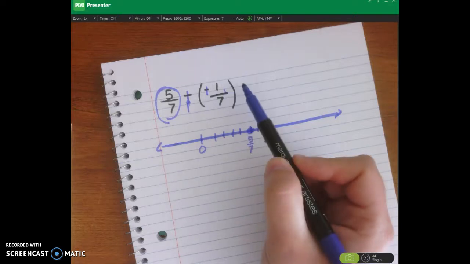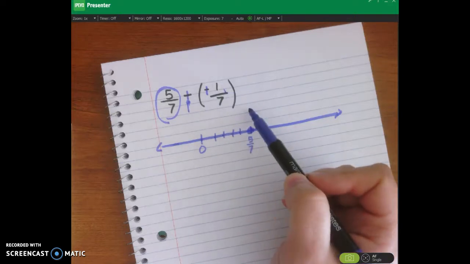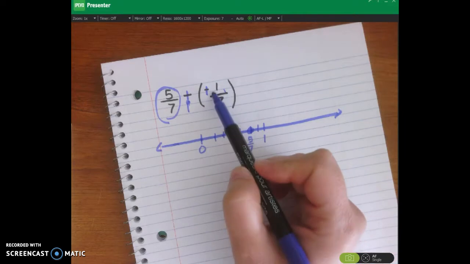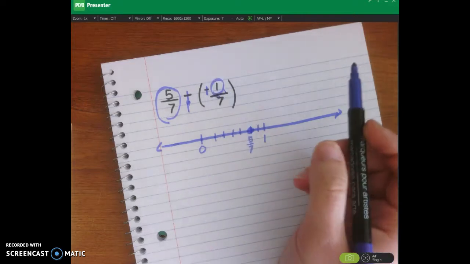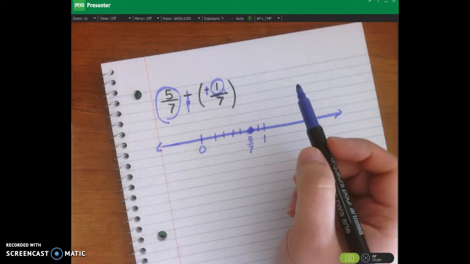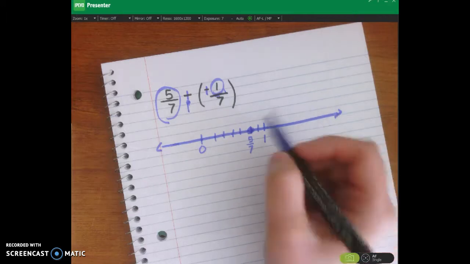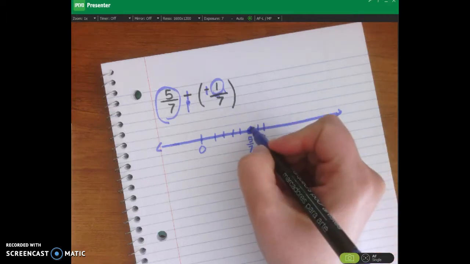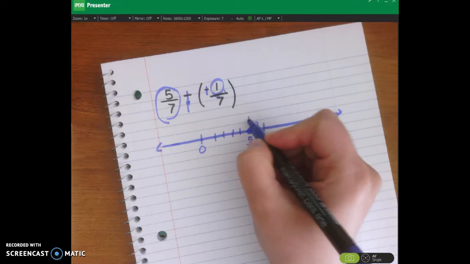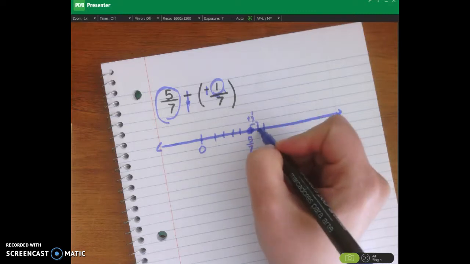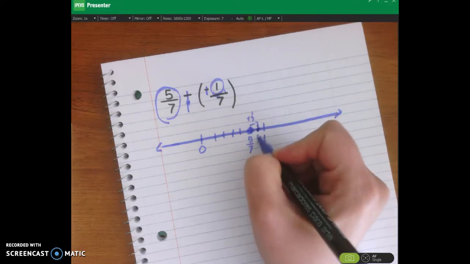So my denominators are still the same, so my tick marks are all still good. So I am just going to go one more place in the positive direction because I now have a positive number. So I'm going to add 1/7, and that's going to put me right here at 6/7.